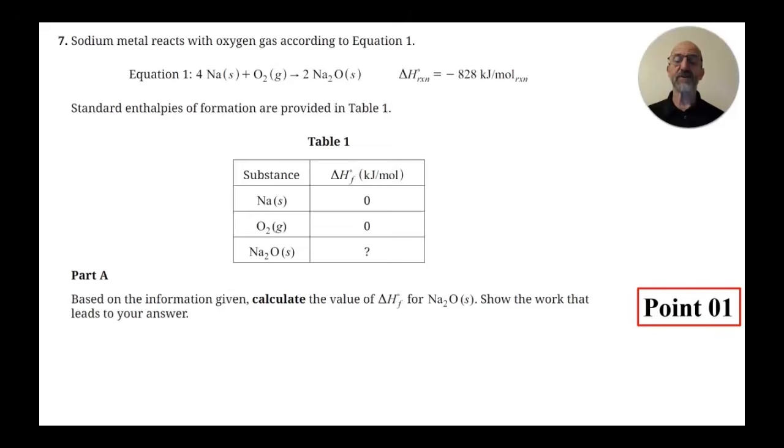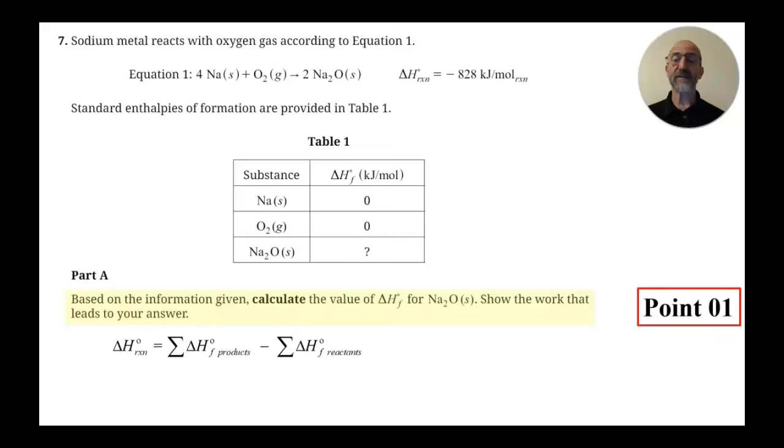So that's what we have to do in part A. Based on the information given, calculate the value of the standard enthalpy of formation for the solid sodium oxide. Show the work that leads to your answer. So it's going to be the delta H of the reaction is equal to the sum of the enthalpy of formation of the products minus the sum of the enthalpy of formation of the reactants.